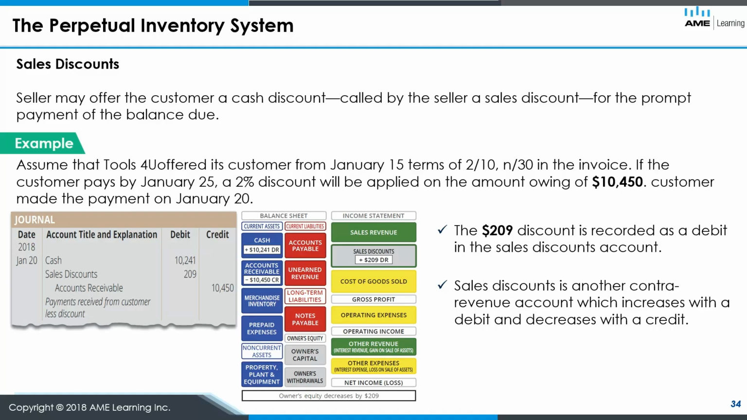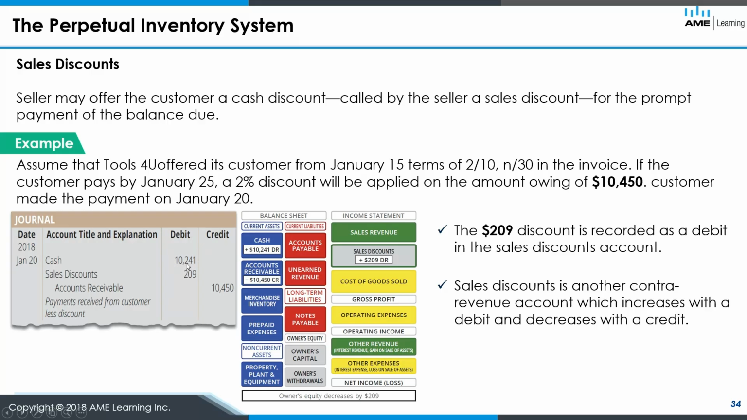Okay. So let's say our customer owed us $10,450, and the customer made the payment within the necessary time frame. So it was purchased on the 15th, paid on the 20th, so it paid within 5 days. That's within the 10-day period. So they get a 2% discount. And the way that we account for that, the AR goes away completely. The original amount that we agreed upon is gone. So we want to reduce accounts receivable for that full balance.